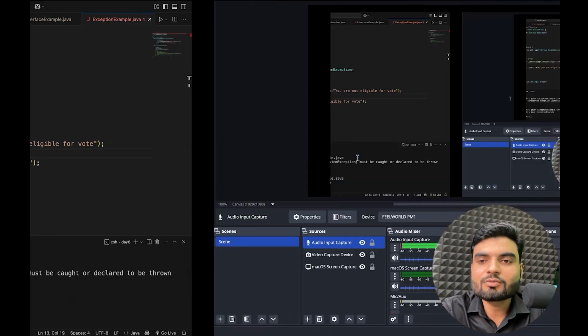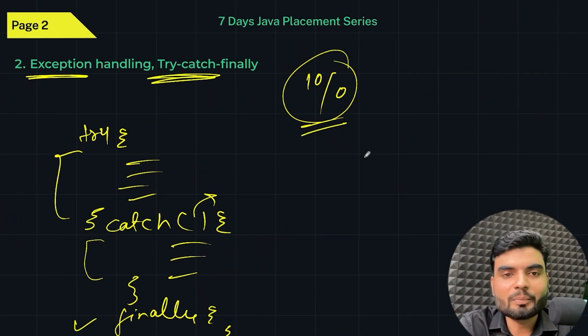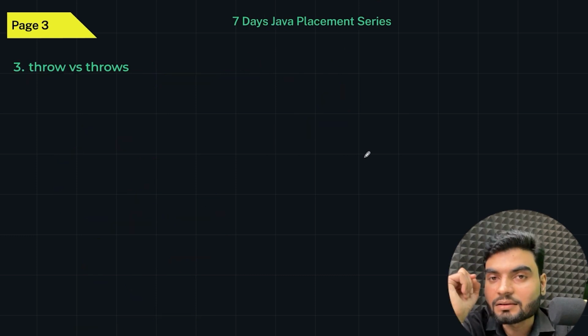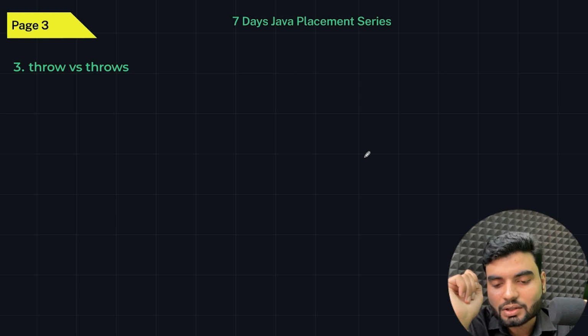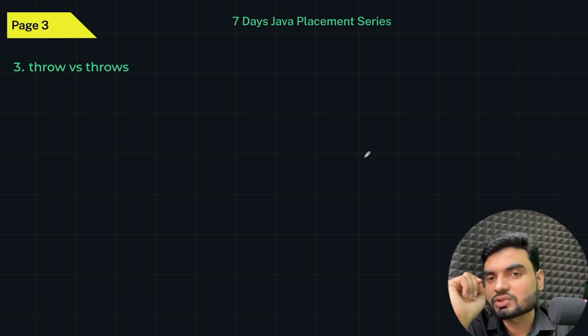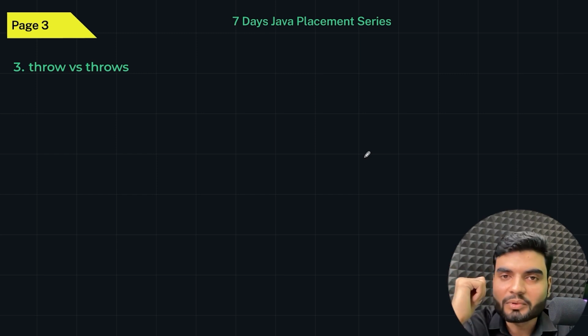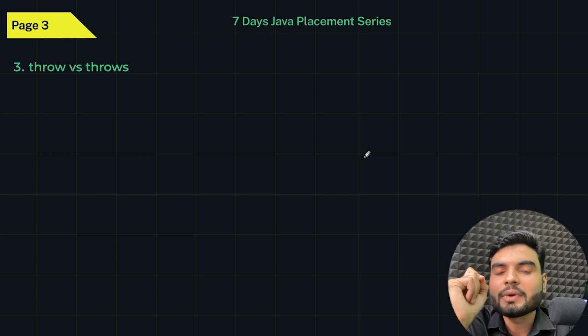So now let's move to another topic. Exception handling we have done. Now throw versus throws. Throw is used whenever you want to put a custom error message. Throws is used where you assume that a particular method may throw an error, and that is basically for runtime exceptions. Logically there may be a challenge, but the syntax is correct and resources are available.